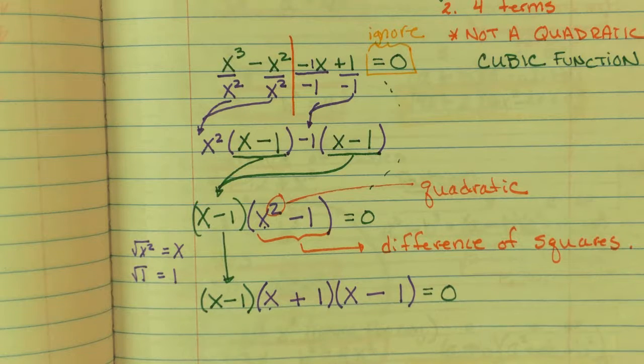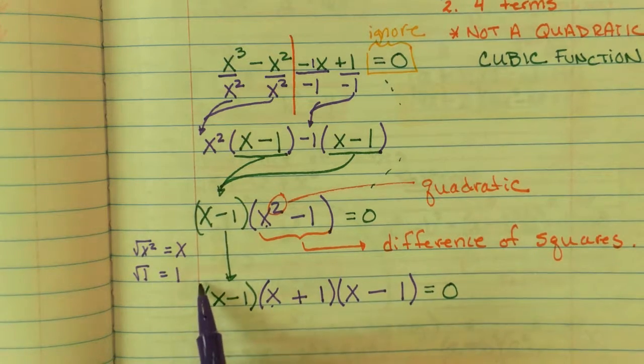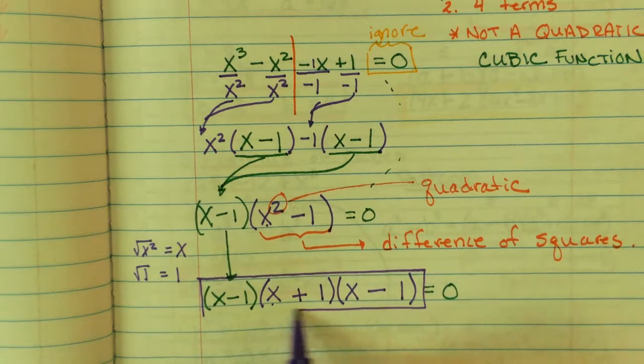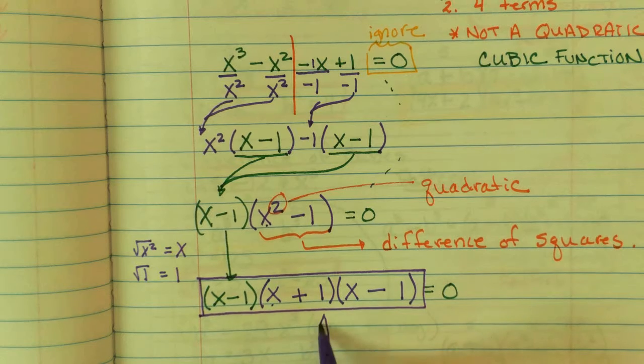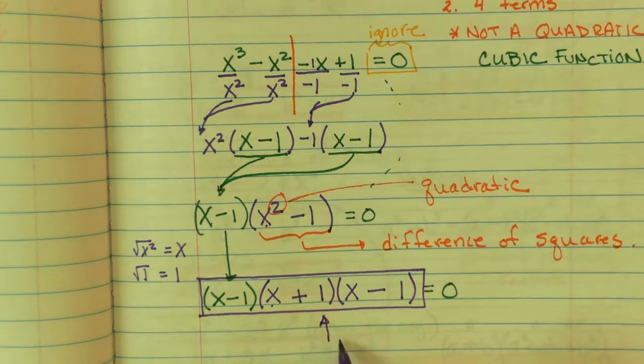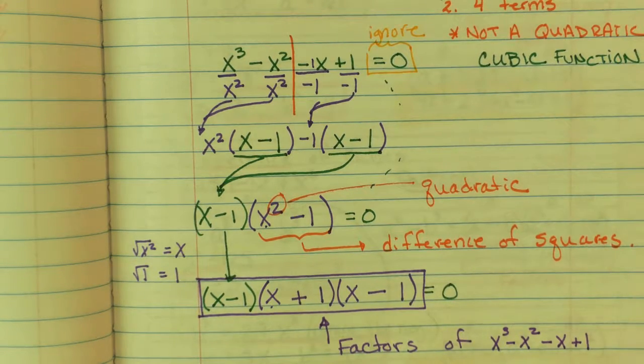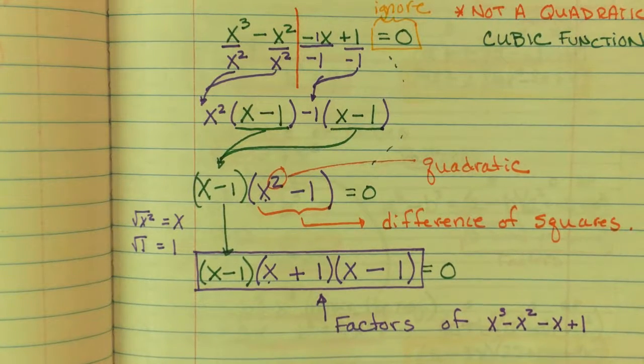Because I only asked you to factor, those there are my factors of x cubed minus x squared minus x plus 1. Those are the factors of that polynomial. So whenever you see 4 terms, 1, 2, 3, 4, you see if you can factor it by grouping.